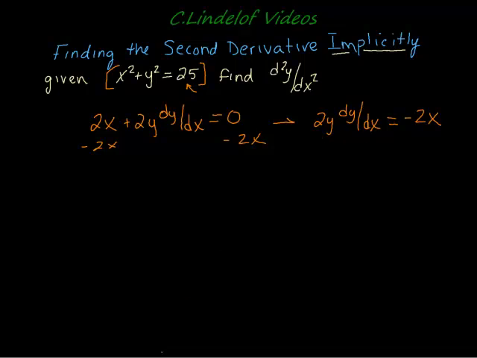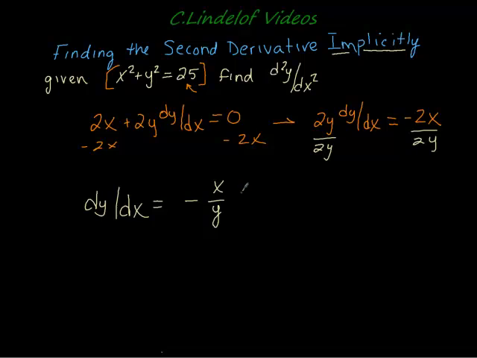I'm going to divide both sides by 2y. We're trying to get dy/dx by itself, right? If I simplify this out, I get dy/dx is equal to negative 2 over 2, which is 1. I'll put the negative in the front: negative x over y. So that was pretty simple and pretty quick.